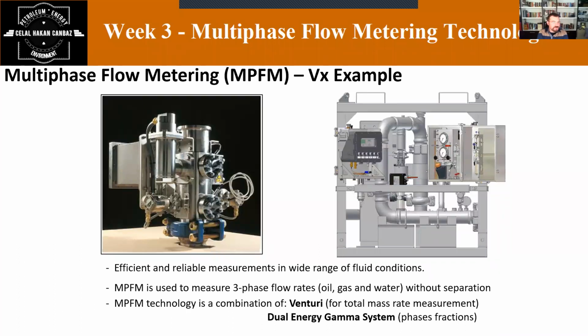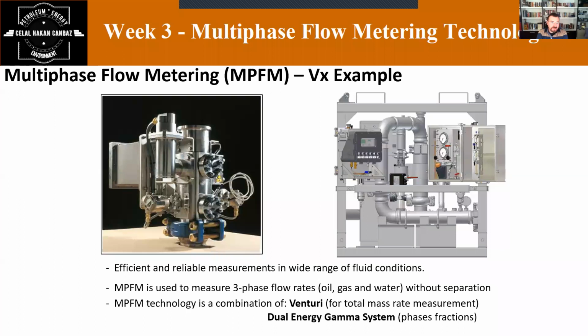This multiphase flow meter is used to measure three-phase flow rates, oil, gas, and water, without any separation needed. Your oil, water, and gas flow through your pipe directly as a line. It's a part of your line, and your three different phases continue to flow. By using this method, you are measuring the rates of each phase separately: your oil rate is this, gas rate is this, and water rate is this, flowing in your line directly.